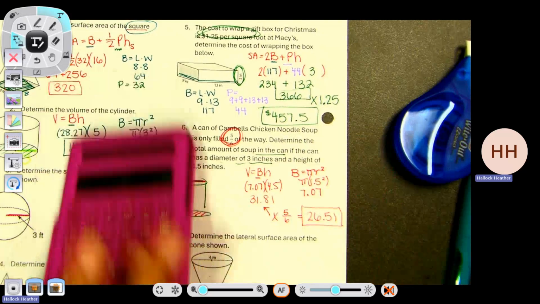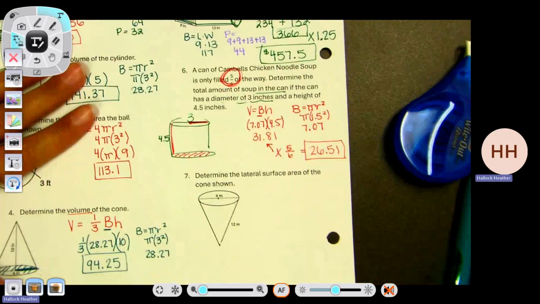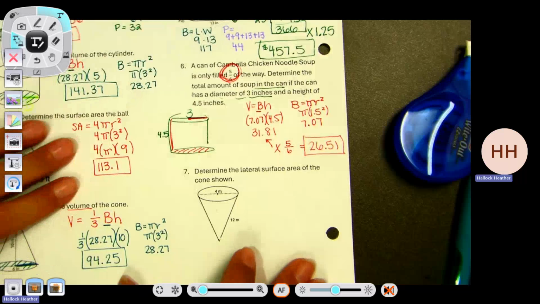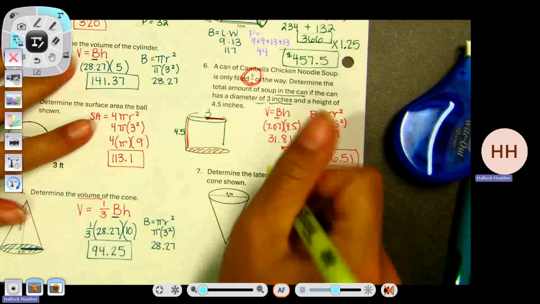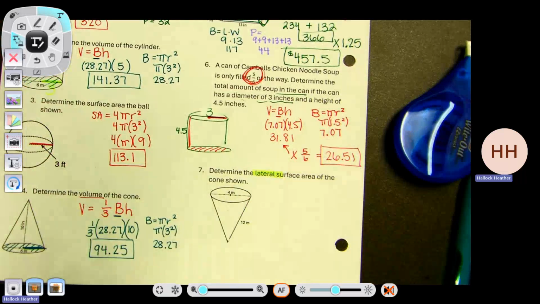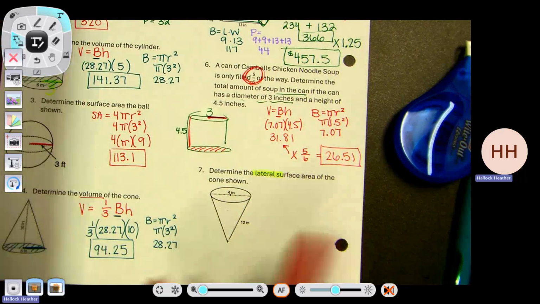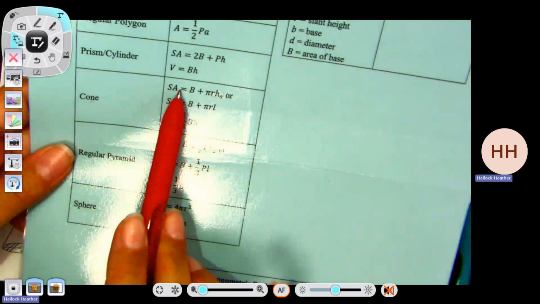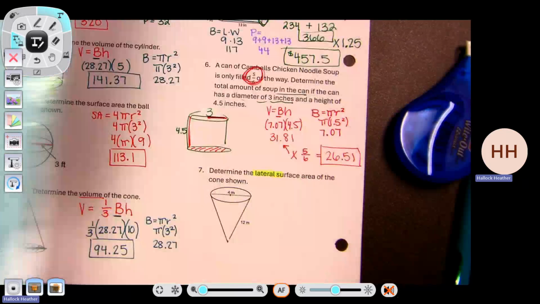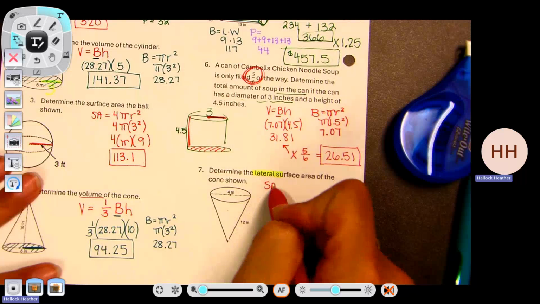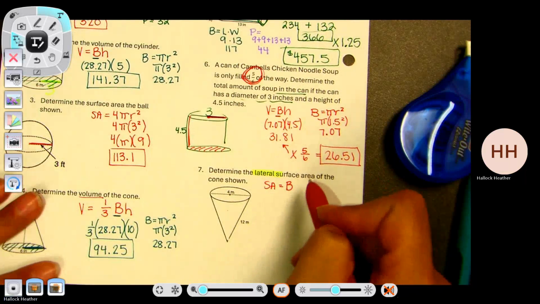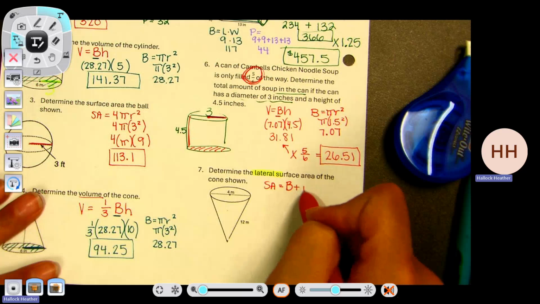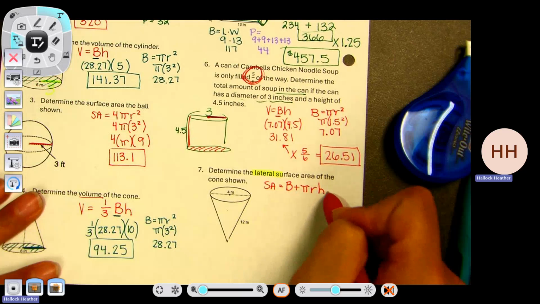The last problem asks for the lateral surface area of the cone. So this is what we talked about during word problems. Lateral is just the sides. So if I look at my cone formula, I'm talking about surface area. I'm going to use the surface area formula. I'm going to start by copying that down. Surface area equals big B plus pi r slant height.